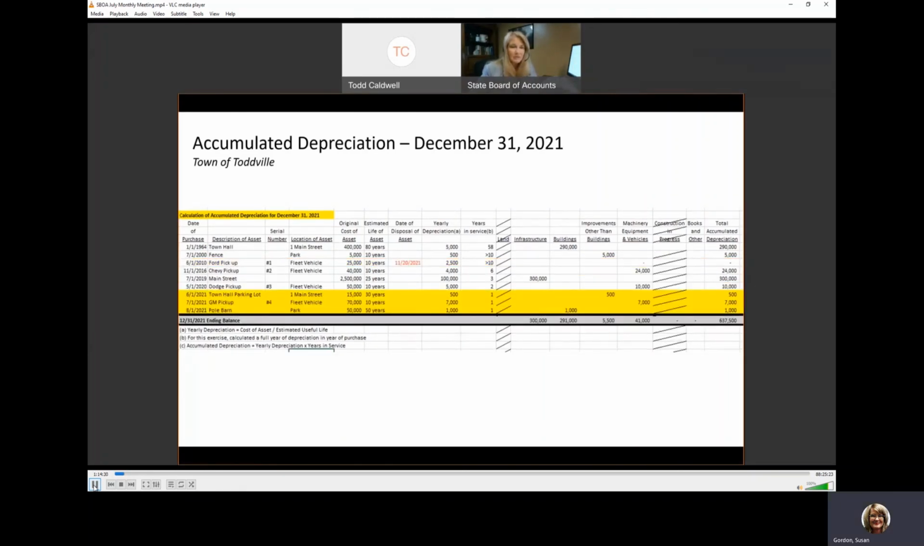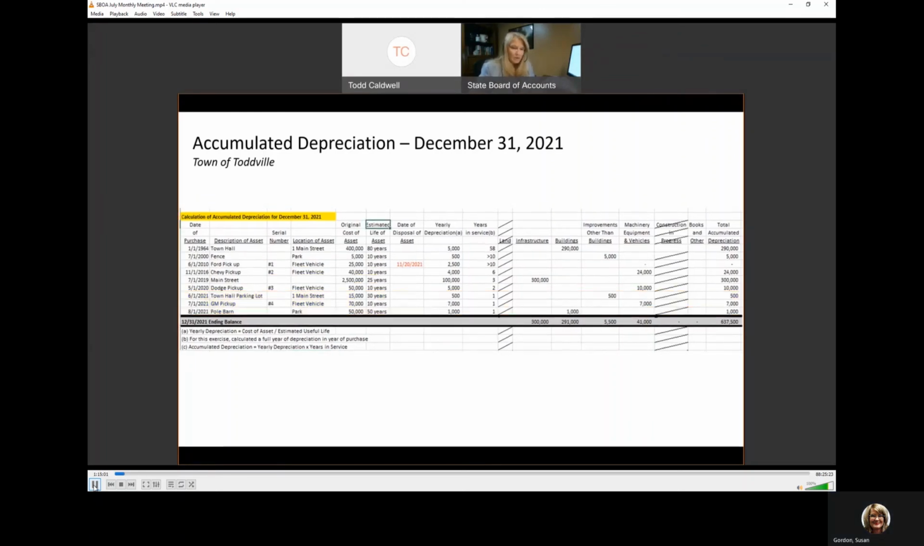Okay, and then on the next slide for 2021, I did have 3 assets that I added. Remember the pole barn, GM pickup, and the town hall parking lot. Those have only been in service for a year, so for my purposes and my schedule, whenever it was added in the year, I'm taking a full year's worth of depreciation. So I'm multiplying yearly depreciation times years in service and coming up with that accumulated depreciation amount. So you can go ahead and change to the next slide.